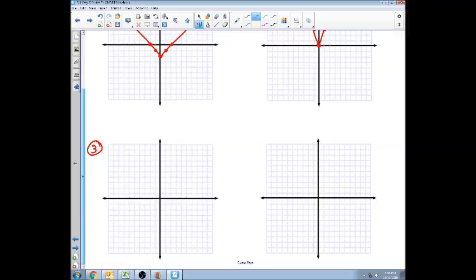Number 3. In number 3, I had a quadratic, so this should look like a U. The first point on my quadratic table was 0, 1. Then I had 1, 0. Then I had 2, -3.